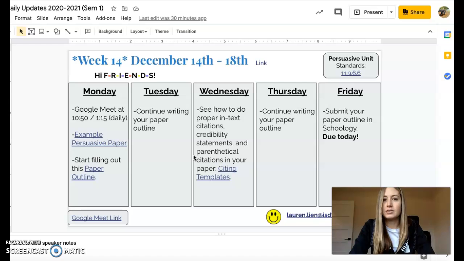Again, the main thing is that you should have turned in your research journal last week. You're going to use that research journal to start writing your paper outline. Again, look at this example paper for some extra help on what your paper should look like. And then make sure you look at this citing templates so that you know how to cite your sources in your paper. I know that this is kind of a lot.